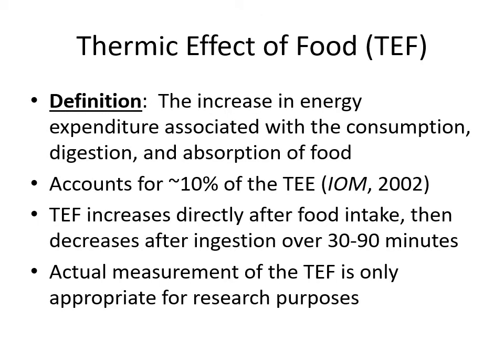First we'll talk about the thermic effect of food. This is the increase in energy expenditure associated with the consumption, digestion, and absorption of food, and accounts for approximately 10% of the total energy expenditure. It can go up or down slightly depending on the macronutrients ingested. The thermic effect of food increases directly after food intake and then decreases over a 30 to 90 minute period. When you first digest food, there's a huge spike in energy breakdown, and as the food gets more and more broken down, the energy expenditure decreases and tapers off.